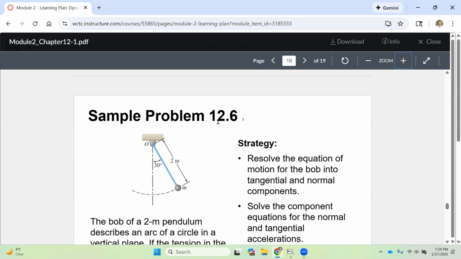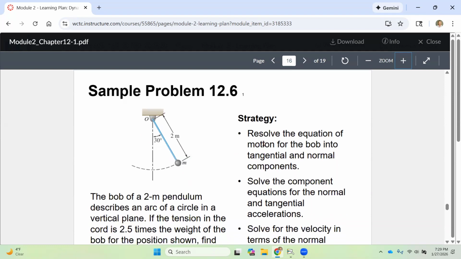Where did I get 6? Oh, maybe from this. So let's take a peek at sample problem 12.6.